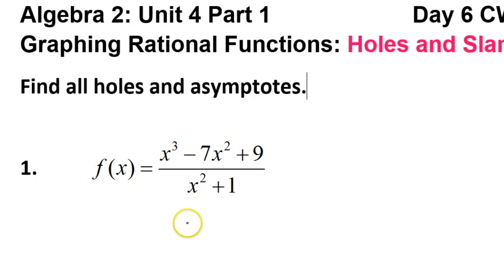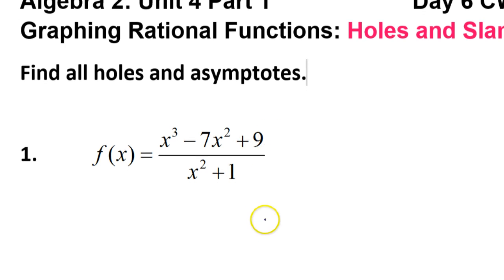Let's look at problem number 1. We are supposed to find all holes and asymptotes. I haven't told you about holes yet, but there are no holes on problem number 1, so we can worry about that later. But we're going to find all asymptotes. But from now on, we're going to watch out for slant asymptotes as well as vertical and horizontal asymptotes.